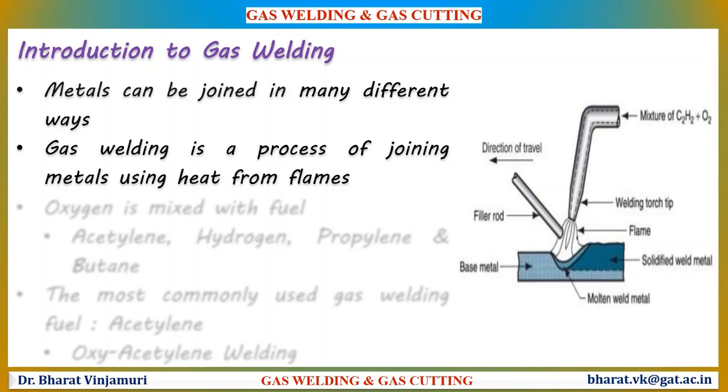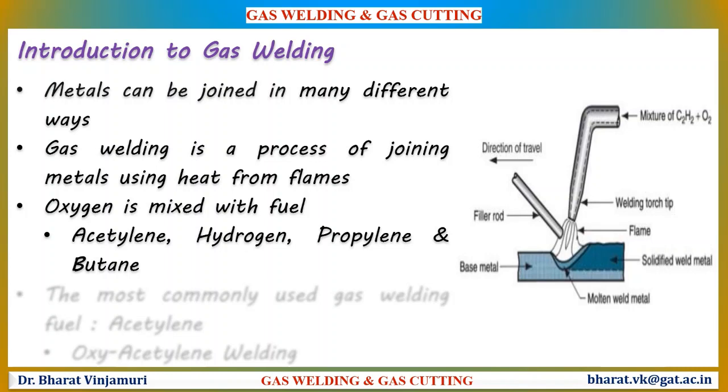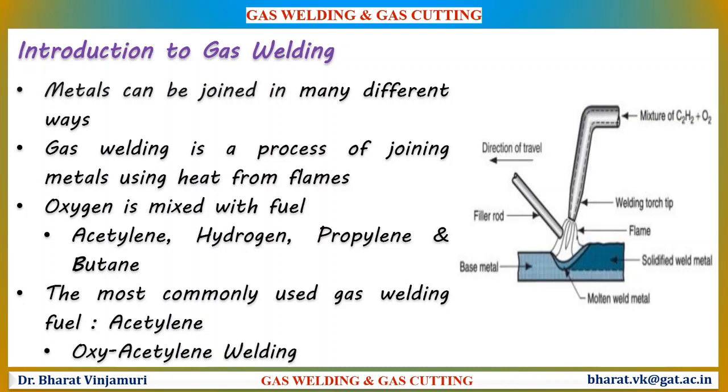Gas welding is all about heating the ends of the materials to a point that they melt and fuse. To achieve this, the welder must have a piece of equipment that can create high temperature flames. Gas welding uses the combination of oxygen and highly flammable gas. Most commonly, oxygen is mixed with gases like acetylene, hydrogen, propylene and butane. The most commonly used gas welding fuel is acetylene. It is so popular that many replace the term gas welding with Oxy-Acetylene welding.